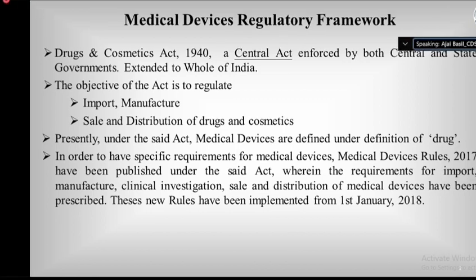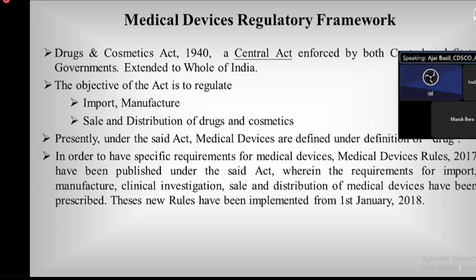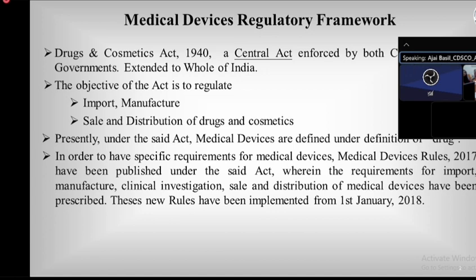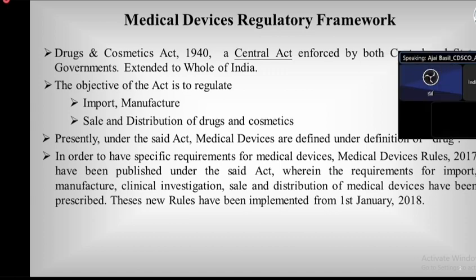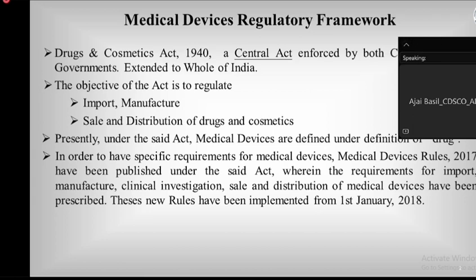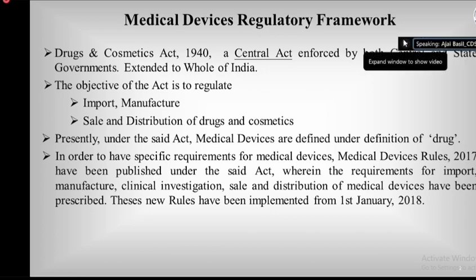I will just take you through the session on the medical device regulatory framework in India. Many of you may already be aware, and some are still yet to understand the concept of the legal framework in India. I'd like to state that all medical devices come under the Drugs and Cosmetics Act of 1940. This is a central act which is enforced by the state governments and the central government, and it extends to the whole of India. The main objective of this legal framework is to regulate the import, manufacturing, sale, and distribution of drugs and cosmetics.